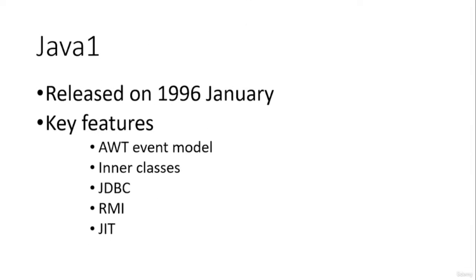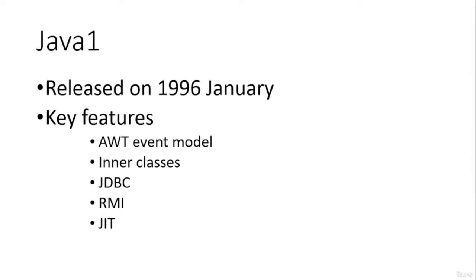So let us start. The first one we need to mention is Java version 1, which was introduced in January 1996. Its key features include AWT and the event model, which means AWT is a graphical user interface which allows us to have buttons, combo boxes, everything in our code. We will discuss it later.